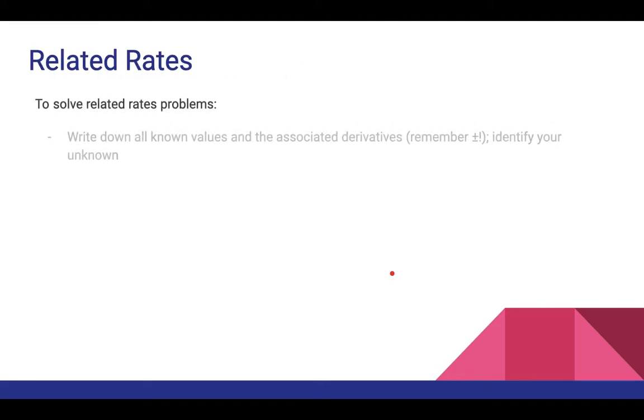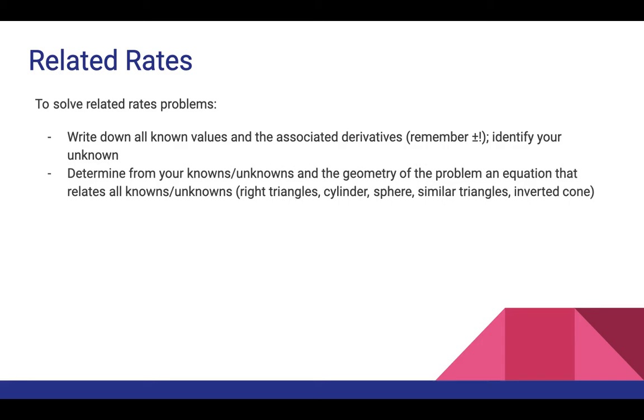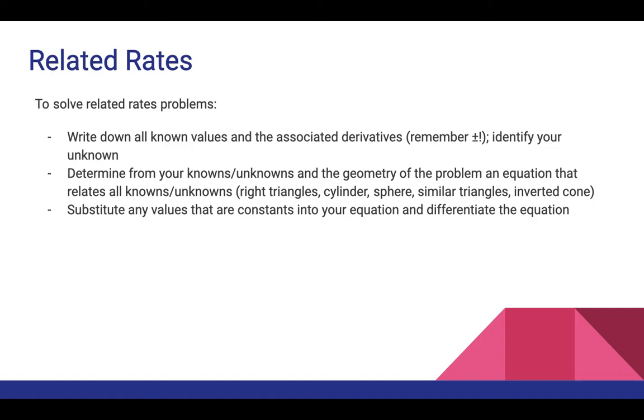Related rates. To solve related rates problems, write down all known values and the associated derivatives. Remember if our derivative is positive or negative. And then identify our unknown. Determine from your unknowns and the geometry of the problem an equation that relates all knowns and unknowns: triangle, cylinder, sphere, similar triangles, inverted cone, etc. Substitute any values that are constants into your equation and differentiate the equation. Solve the resulting equation for your unknown.